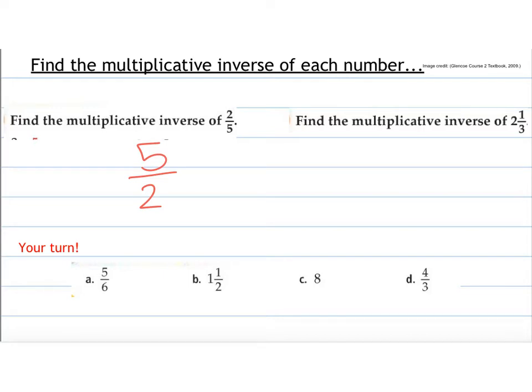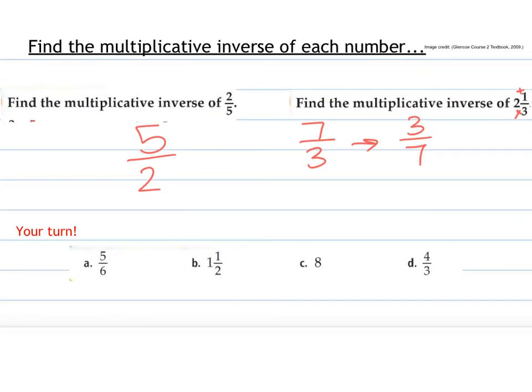Now, if we have something like 2 1/3, we have a mixed number. The first thing we need to do is make it improper. So again, to do that, we take 3 times 2, add the 1, so 7/3. Then we take that and we now flip it. So then the multiplicative inverse from there would be 3/7. Okay. Try these next ones on your own and then come back and check.